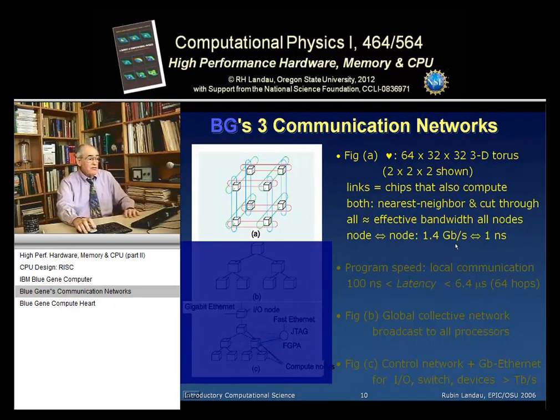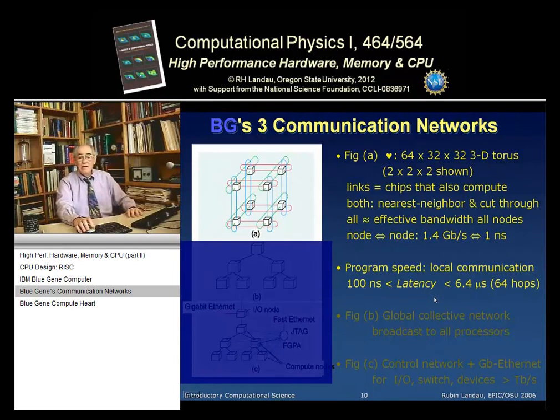So they get node-to-node communication of about 1.44 gigabits per second, and so there's communication time of about a nanosecond, so that's very good. But good or bad, that's what it is. Okay. So the actual speed of the program you run depends somewhat on the local communication costs, how much it is, and how much it involves latency.